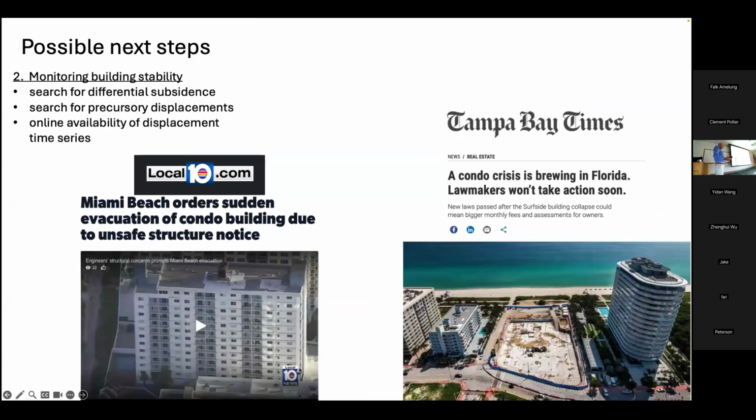In the longer run, it would be great if we could do some studies on whether this technique can be used for monitoring building stability. We need to look more at differential subsidence, and there were a couple of condos which were evacuated because of construction problems. Do we see any precursory deformation on those? That's something we hope to do.